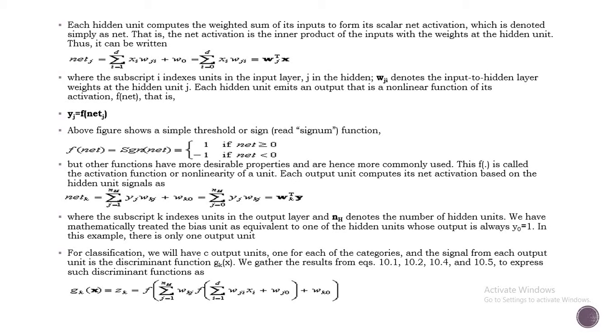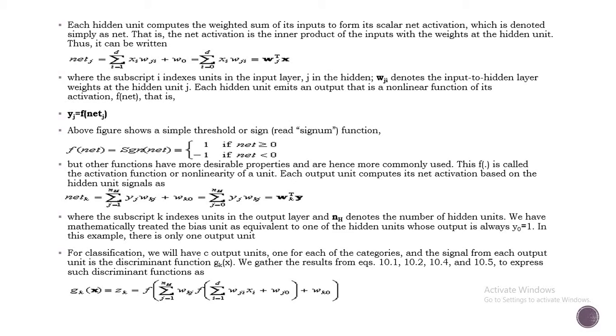Above, a figure shows the simple threshold of a signum function. f of net is equal to sign of net, that is 1 if net is greater than or equal to 0, or -1 if net is less than 0. But other functions have more desirable properties and are hence more commonly used. This f of dot is called the activation function or nonlinearity of a unit.